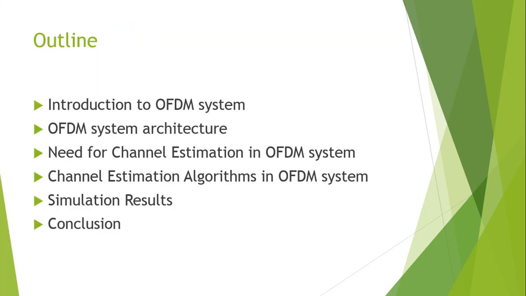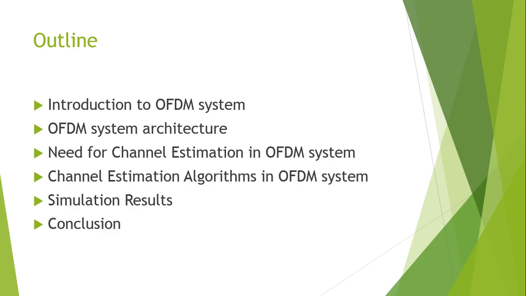So this is the basic outline of the project and the presentation. The introduction to the OFDM system, what exactly an OFDM system is and how it behaves, and the OFDM system architecture, the various blocks in the OFDM system which are interlinked and how exactly it works, and the need for channel estimation in the OFDM system, why exactly channel estimation is required, and what the parameters to be considered for channel estimation are, and then the channel estimation algorithms in OFDM systems.